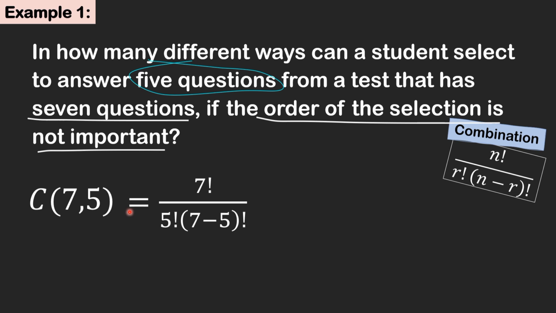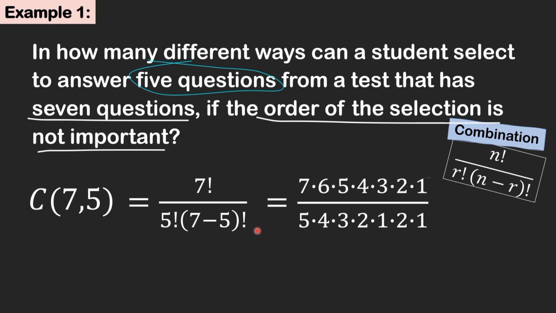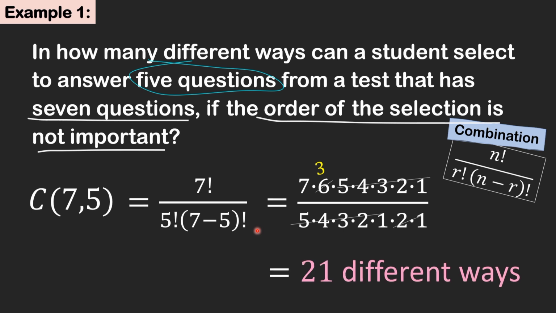Using the formula, substitute the given, that is equal to 7 factorial divided by 5 factorial times the quantity of 7 minus 5 factorial. Expand, apply cancellation to simplify. Therefore, the student can select 5 questions out of 7 in 21 different ways.